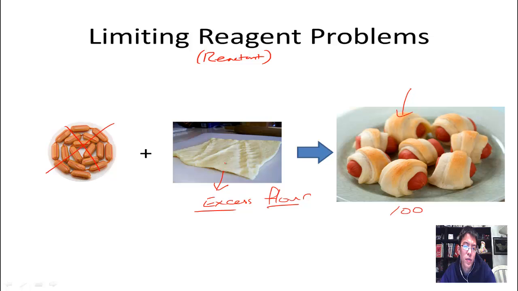You have limited quantities of both, but one of them you're going to run out of first, and this we call the limiting reagent or the limiting reactant. The other one that we have excess of, we just call the excess reactant because we have leftovers, and that just stays there until something else comes along that reacts with it.